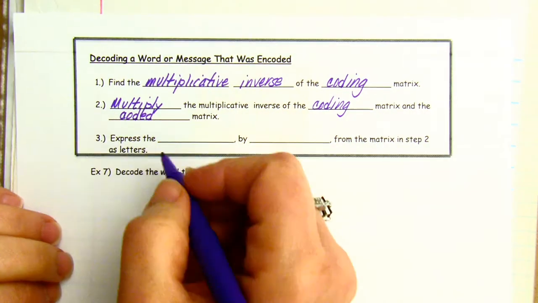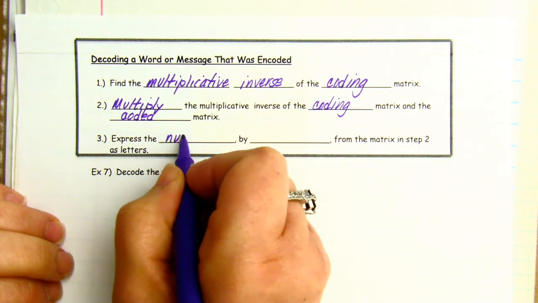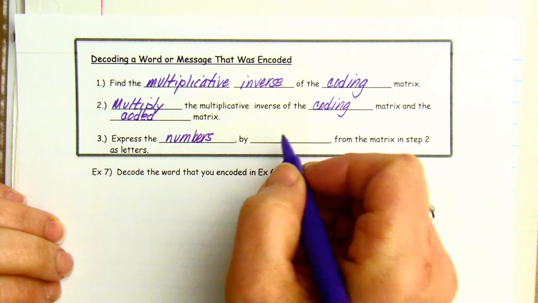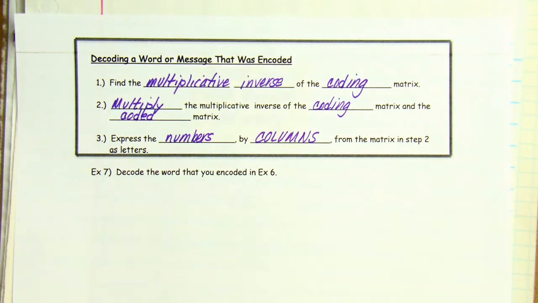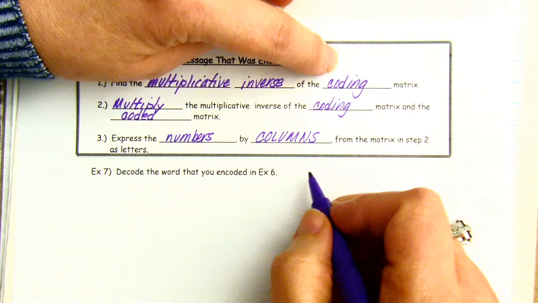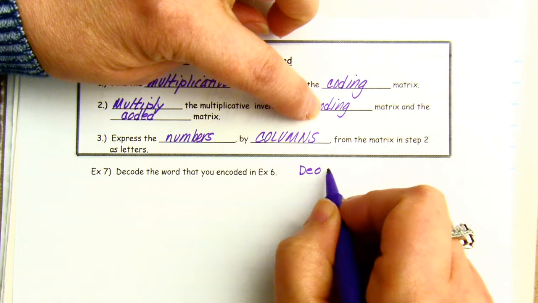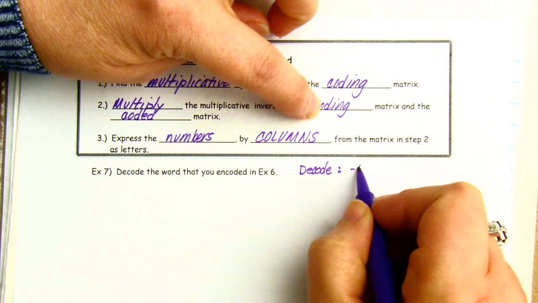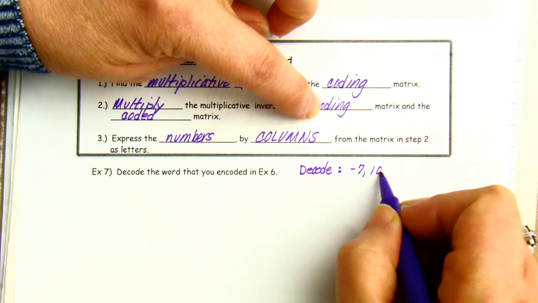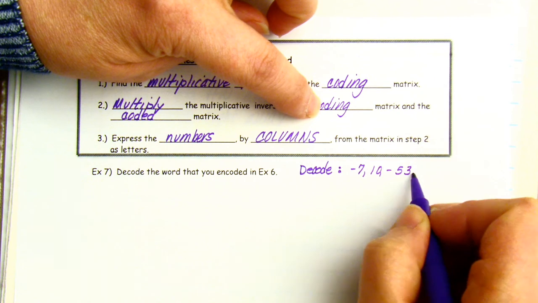And then you express the numbers by columns from the matrix in step 2 as letters. So this is just a basic example. We're going to decode the word that we encoded in example 6. So decode, -7, 10, -53, and 77.